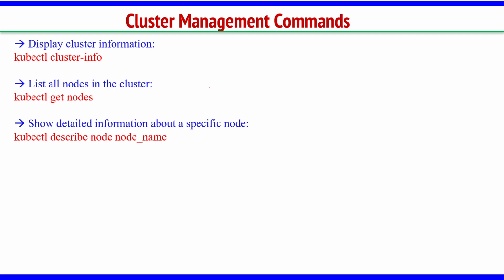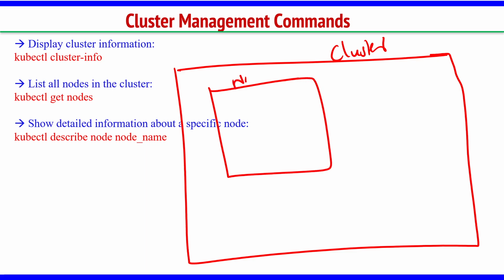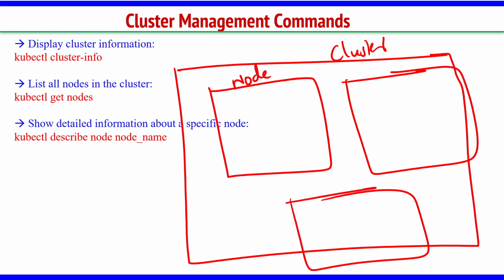There are different categories of commands. The first one is cluster management commands. We know already that in Kubernetes we have something called a cluster. In a cluster we have a lot of working nodes. This is a node, and like this we have multiple nodes, and each node has different pods. These are the pods, and in each pod we have containers, C1, C2, like this.